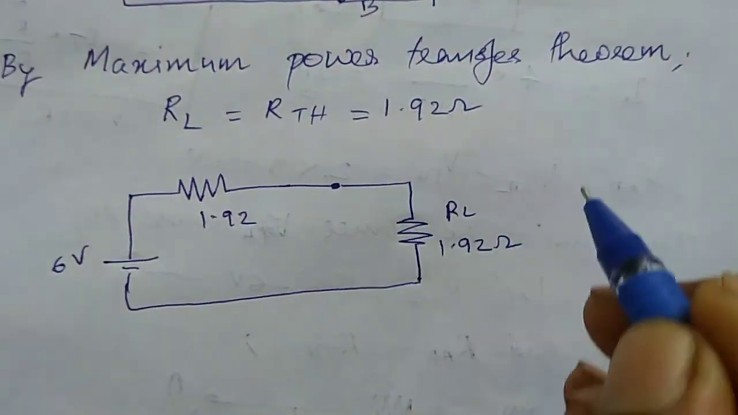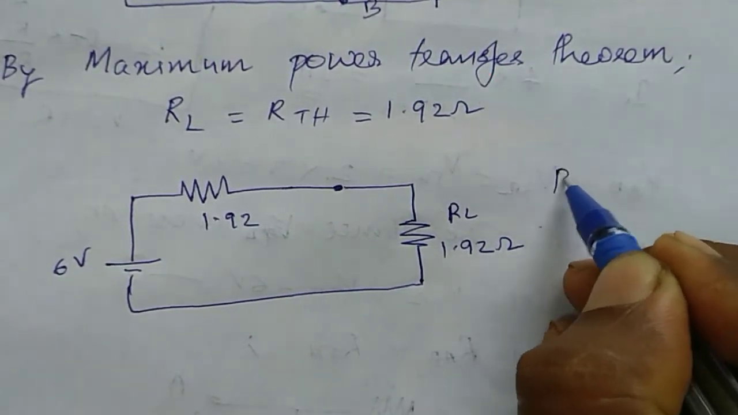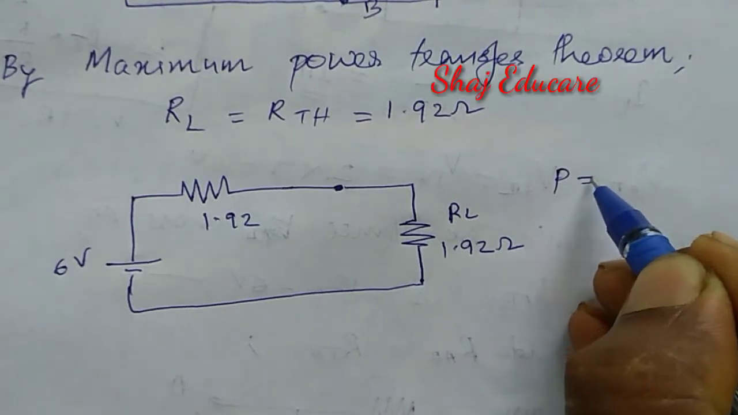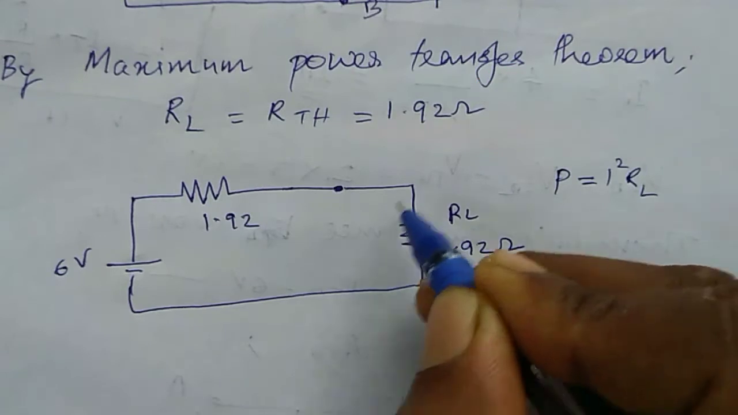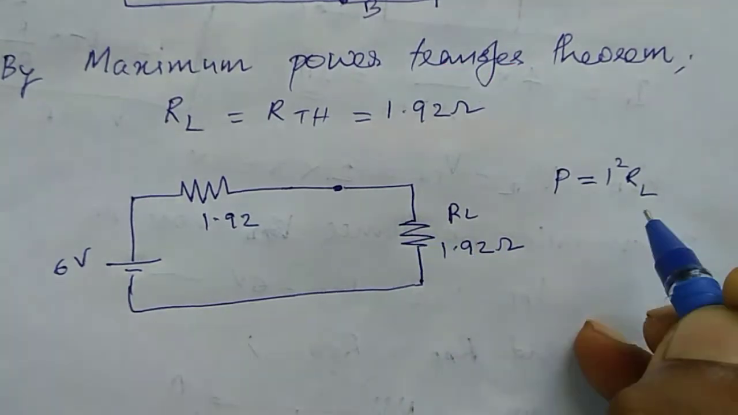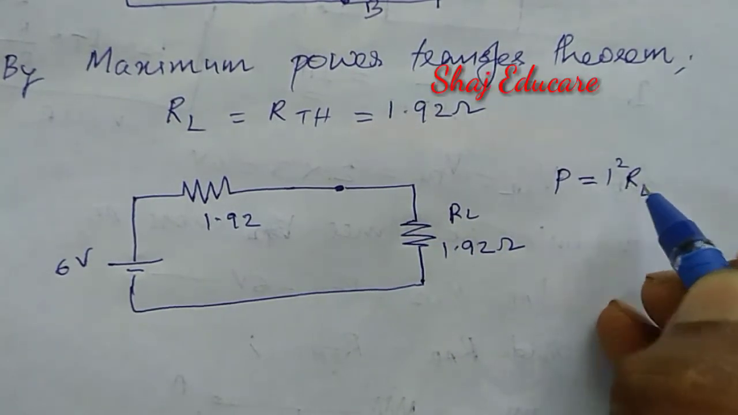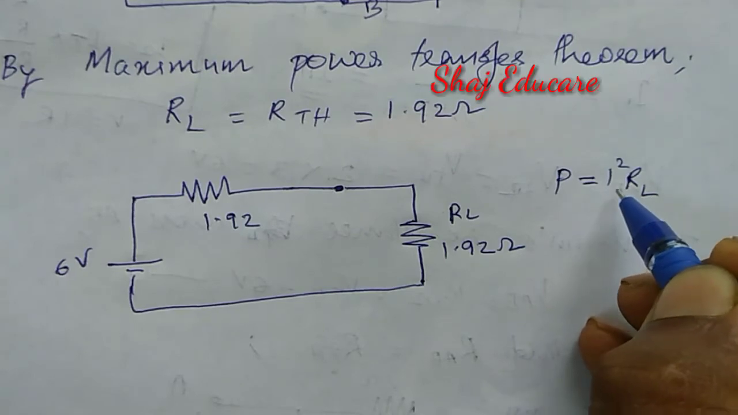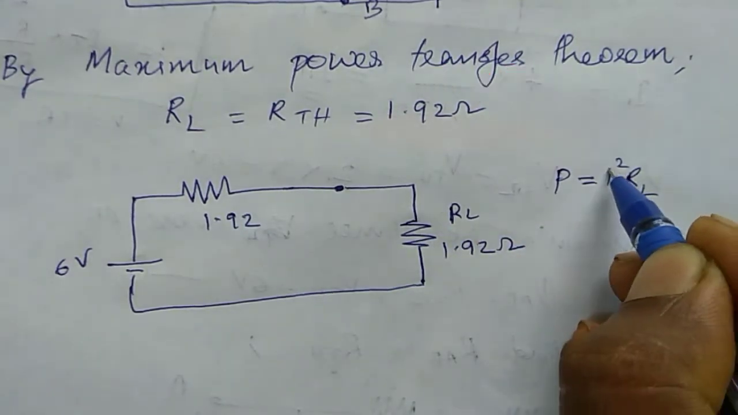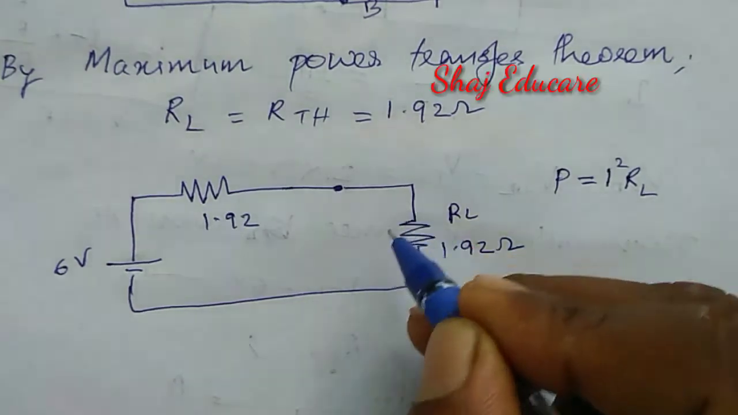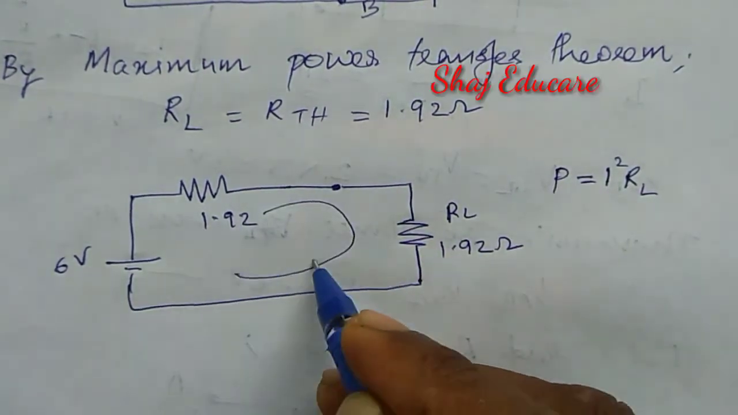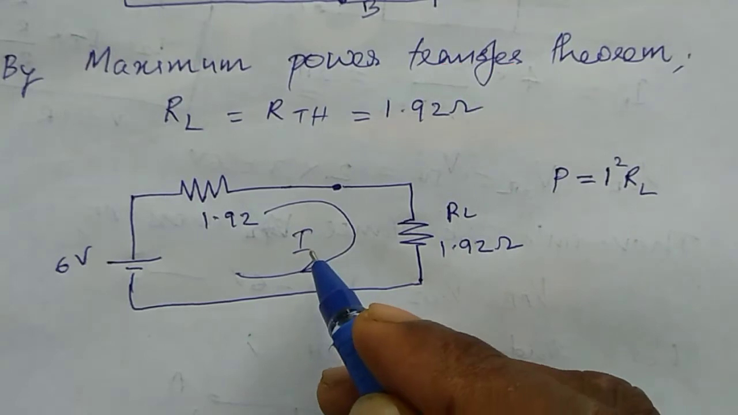Next we have to evaluate the power. Power P is equal to I square RL. That is the power developed across the load resistance. In order to find the power developed here, we should know the current flowing through this resistance. How can we find the current flowing through this circuit? Let us denote it as I.